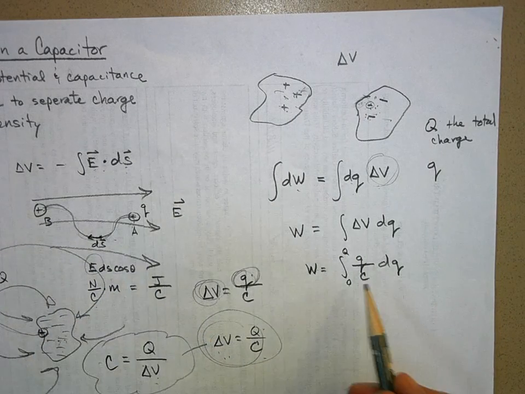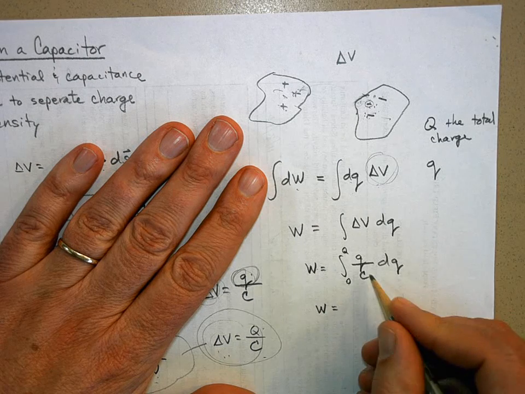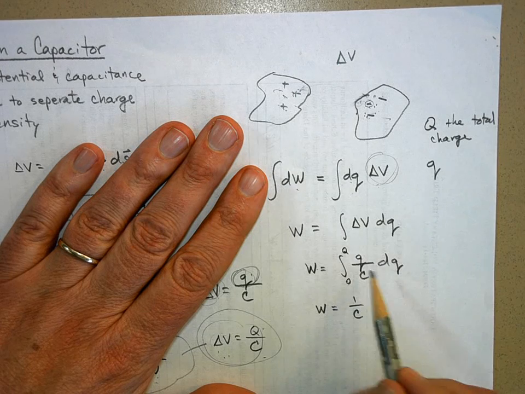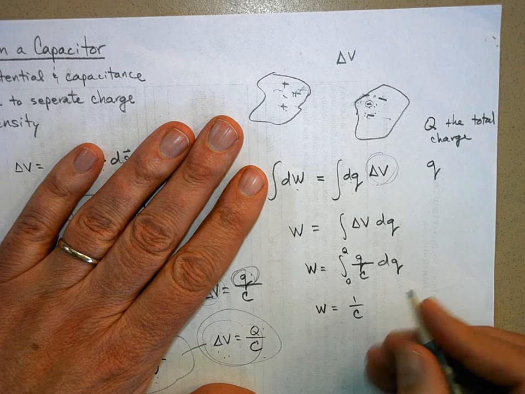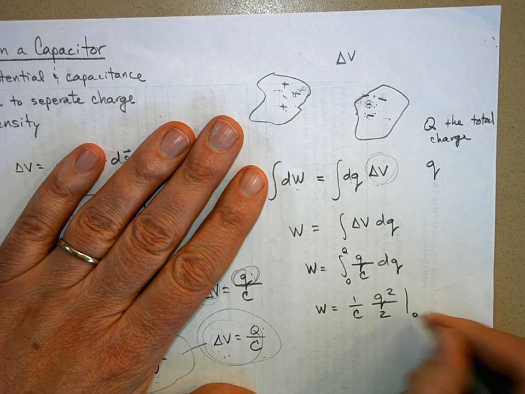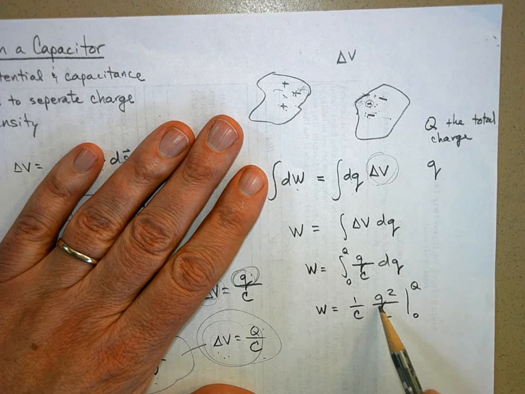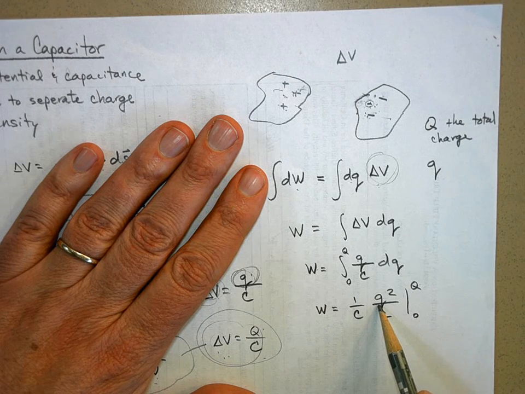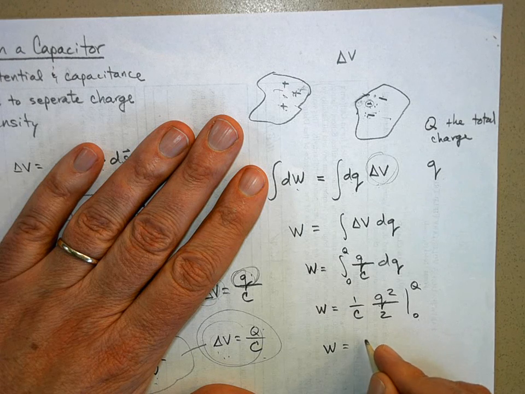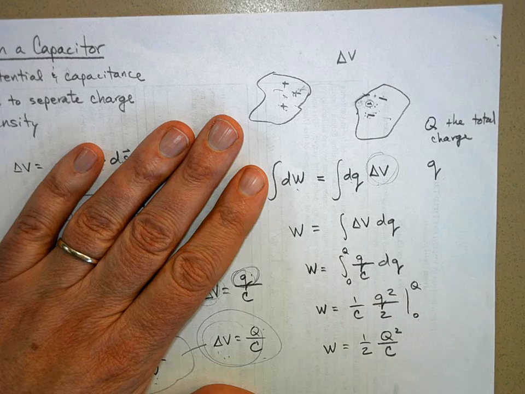Well, now it's easy to integrate this one. No natural logs required. This is just going to be, well, the 1 over C comes out. q times dq is q squared over 2, varied between 0 and Q. So I'll substitute in Q for lowercase q, and then 0 just goes away. So the work done is equal to 1/2 Q squared over C.